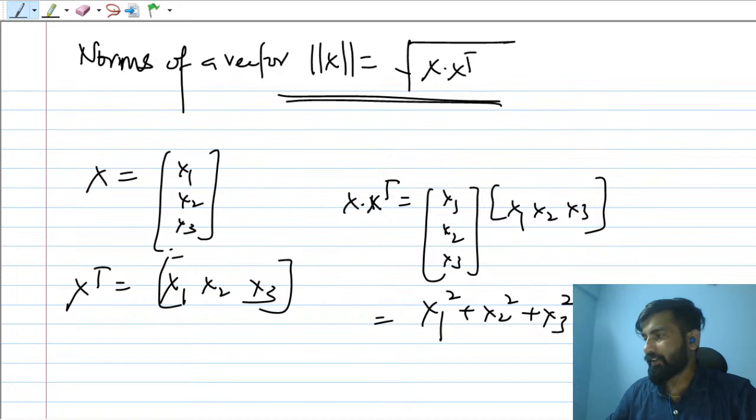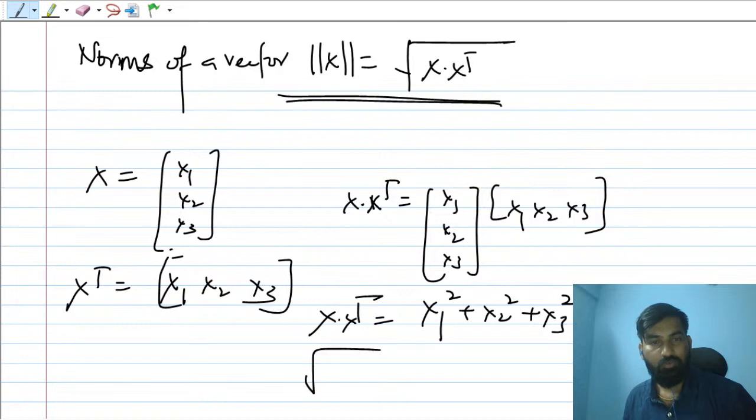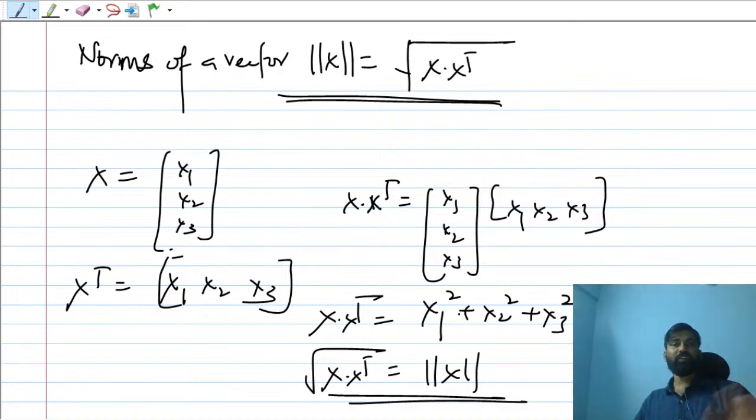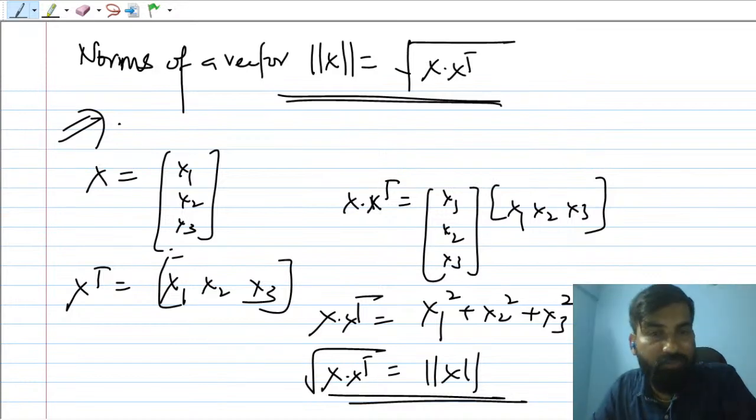I believe this is fine. Then you can take the square root of this. The square root of x dot x transpose will be equal to the norm. Based on this relation, one question was there in the GATE examination, and you have to solve that question. I hope everybody understood the meaning of norm.